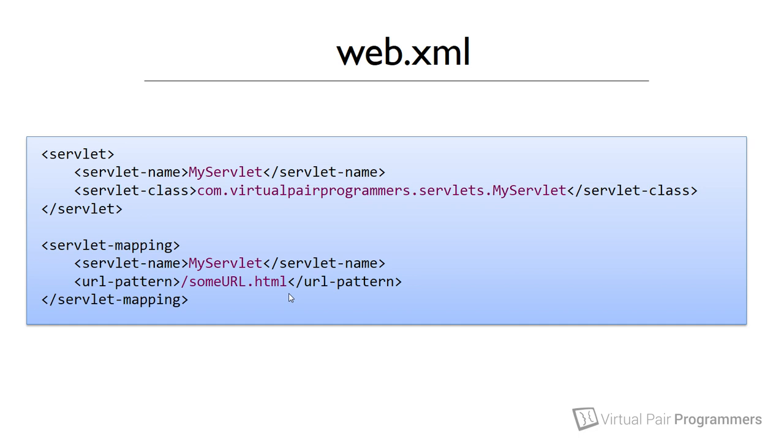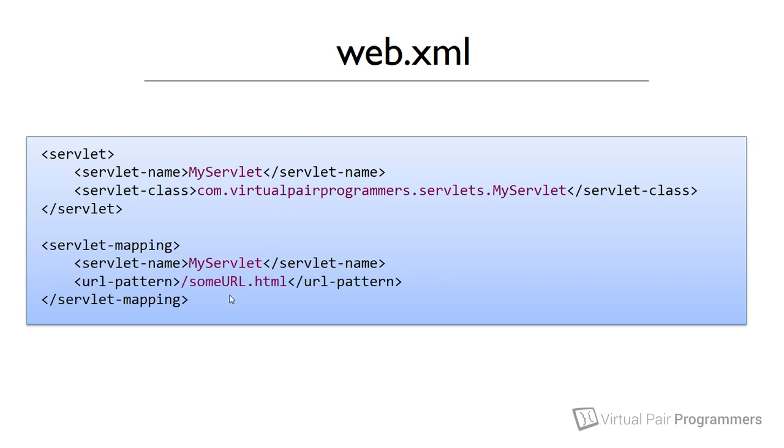I think in an earlier version of this course, and certainly on some of our other courses, we use URL patterns that end in things like .do, just to prove the point that this doesn't have to be a .html ending. It can be anything that works as a URL pattern.